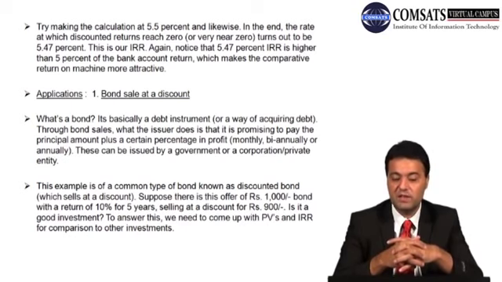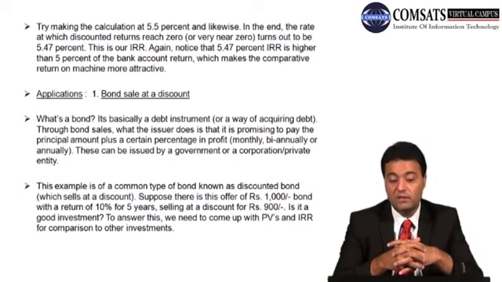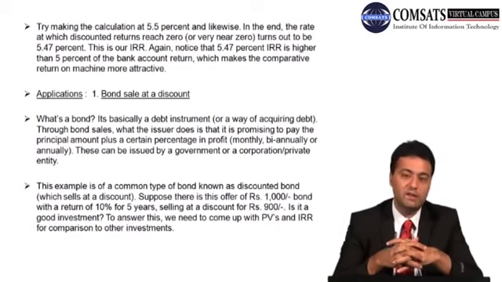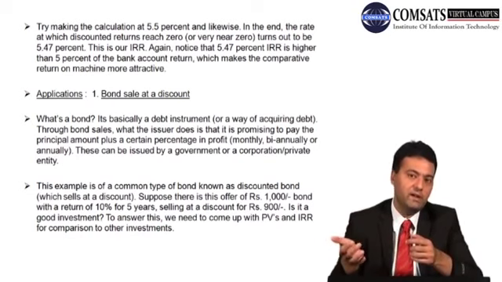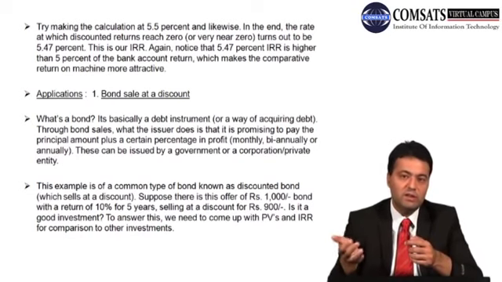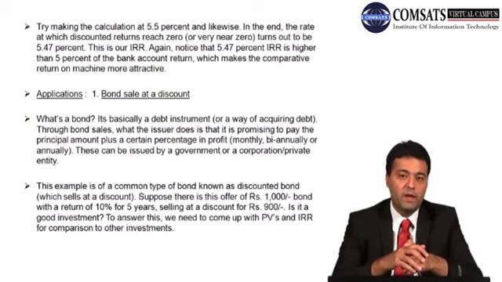So this 5.4% is our IRR, the internal rate of return. Again notice that 5.4% IRR is higher than 5% of the bank account return, which makes the comparative return on machine more attractive. When we calculated the internal rate of return, it came to 5.44%.